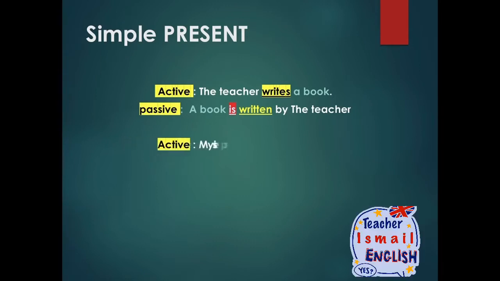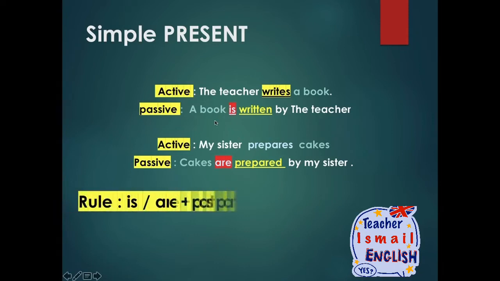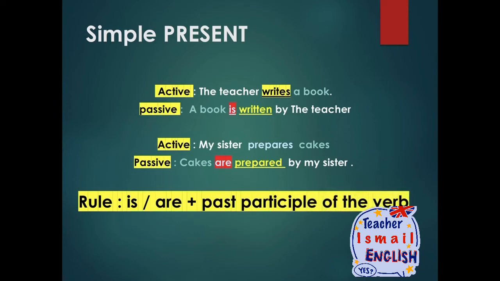Another sentence: my sister prepares cakes. In the passive we say cakes are prepared by my sister. So we have here a book is written by the teacher. We should focus on the rule that we have for simple present in the passive. This is the rule that we should apply: is or are plus the past participle of the verb.